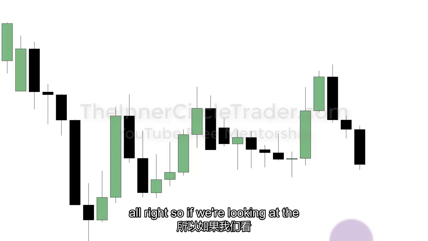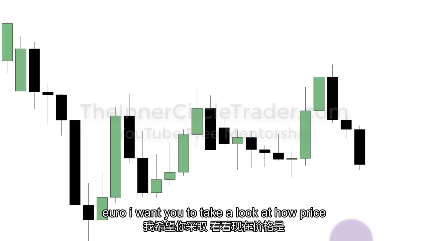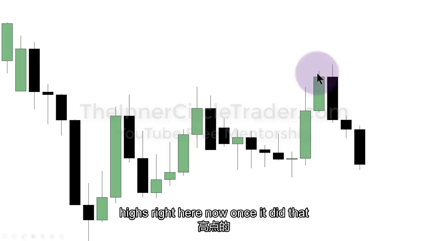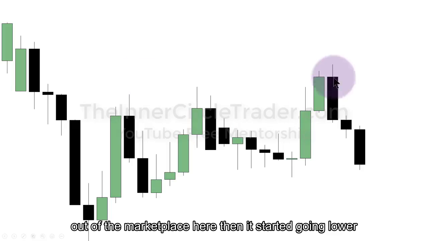All right, so if we're looking at the Euro dollar, and I'll let you know that's what this is, this is the daily chart for Euro. I want you to take a look at how price moved above these relative equal highs right here. Once it did that, this took the buy side or buy stops out of the marketplace here. Then it started going lower.